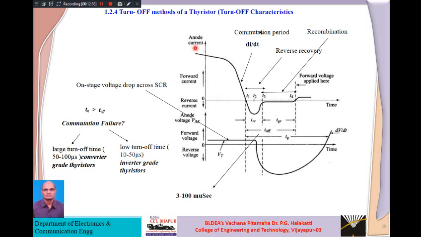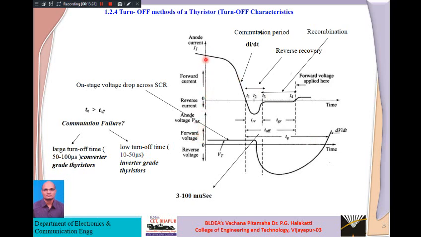So anode current is represented by IT. That is a forward current plotted versus time. The second curve here represents anode voltage VAK, that is a biasing voltage, forward voltage, plotted versus time. So 2D plots are there. One is anode current, another one is anode voltage.